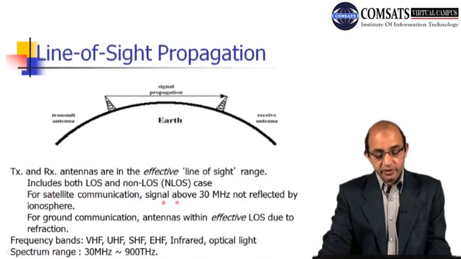For satellite communication, signals above 30 megahertz are not reflected by the ionosphere. For ground communication, antennas are within effective line of sight due to refraction. These are the frequency bands: very high frequency, ultra high frequency, and EHF, extremely high frequency, infrared, optical light, and the range is 30 megahertz to 900 terahertz. So on the higher side.